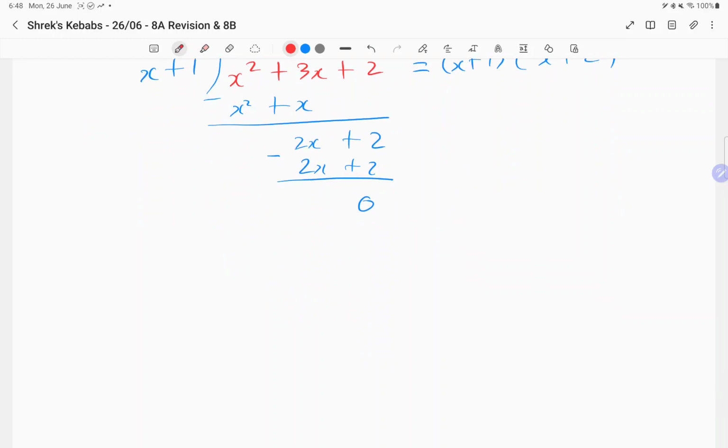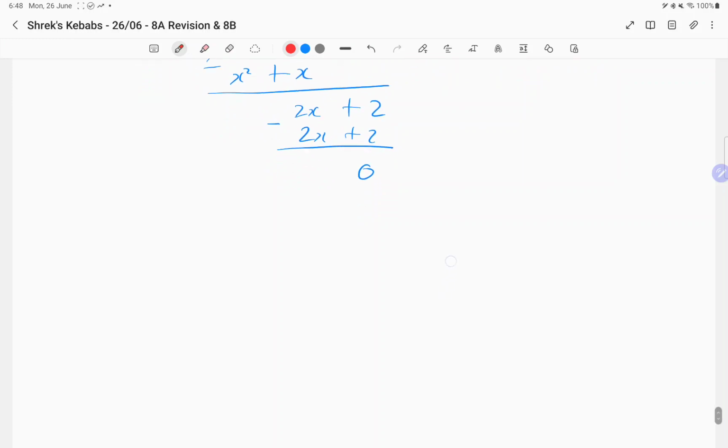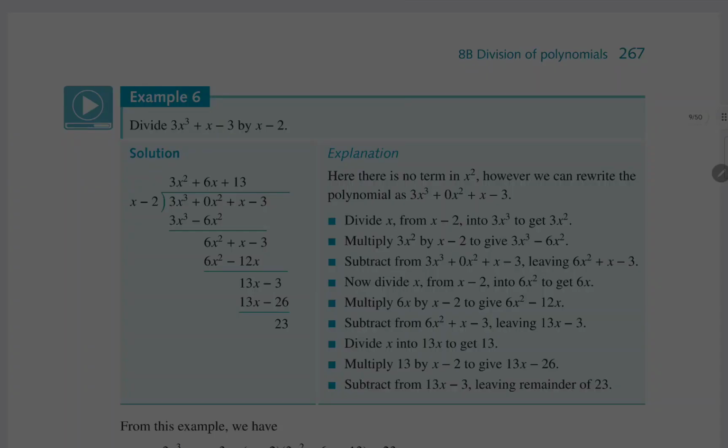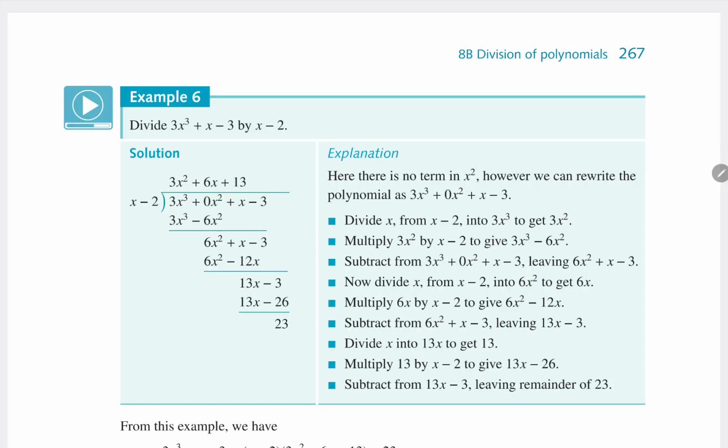Right, let me see. Okay, I'll show you another example from the textbook. Okay, example 6. Oh, actually, no, not yet.